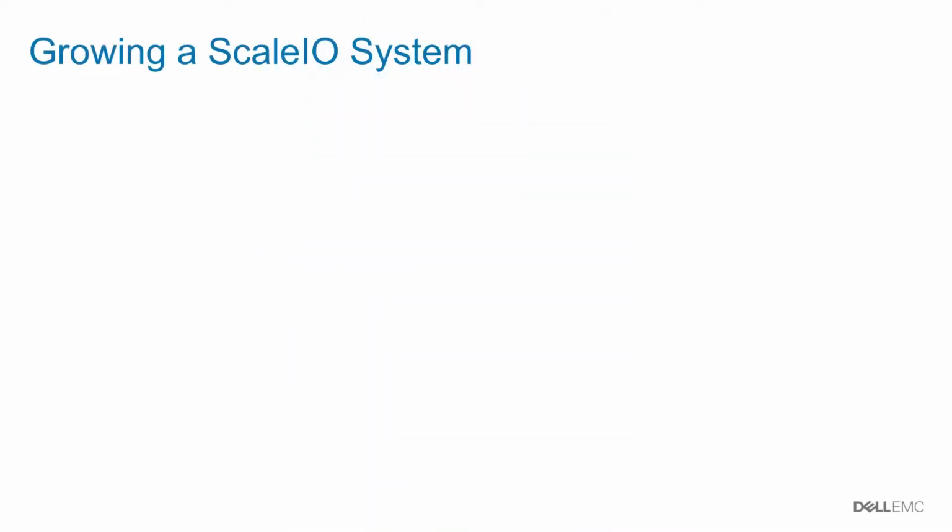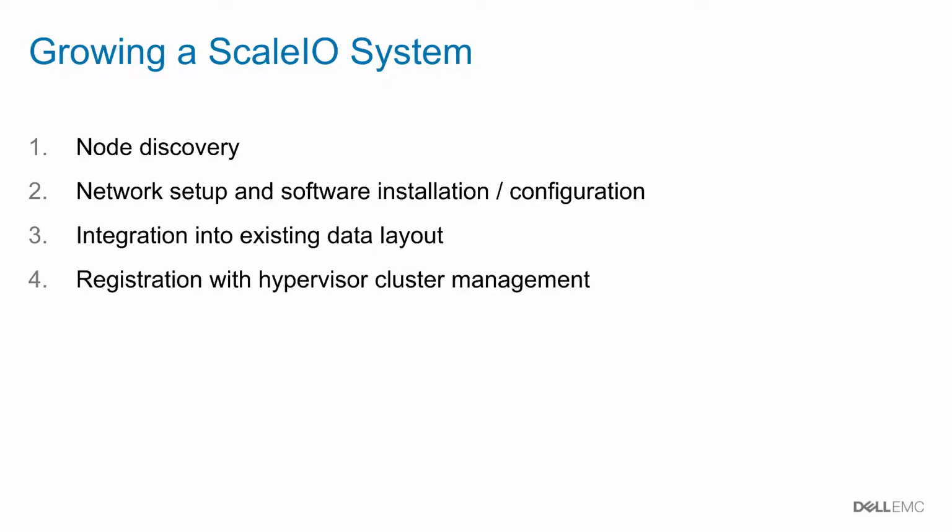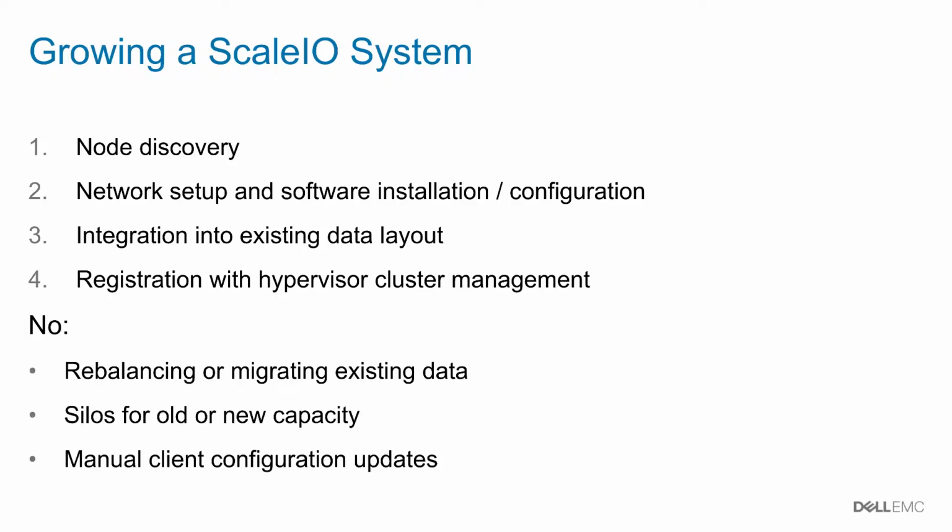When new nodes are brought into a Scale I/O system, the hardware deployment wizard takes care of automating the following steps: discovering the new nodes and giving them a network configuration, installing and configuring Scale I/O software, setting up new storage pools, or integrating the new nodes into existing ones, contacting a vCenter installation, and registering the new nodes as part of a VMware ESX cluster. Then the nodes are online and operational, and Scale I/O rebalances in the background. Let's see it in action.